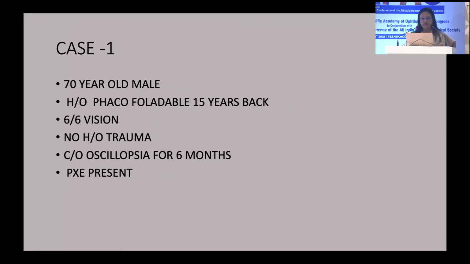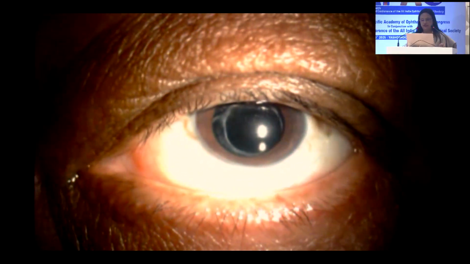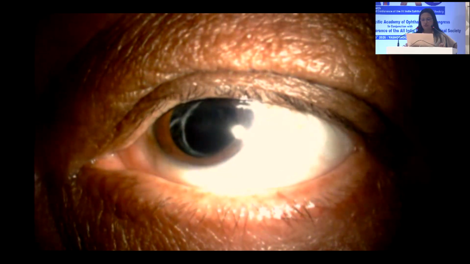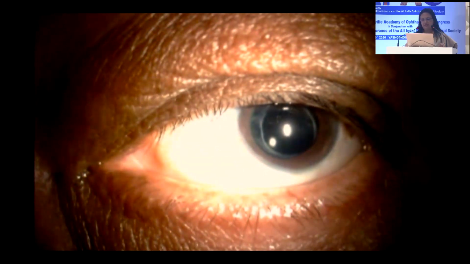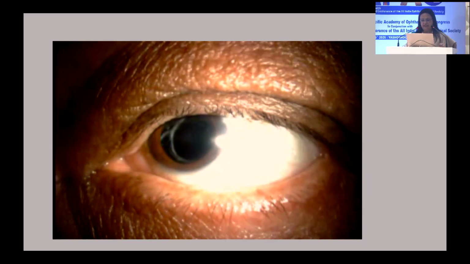So case 1 was a 70-year-old male who had a phaco foldable done 15 years back by us, had excellent vision of 6/6, no history of trauma, but he complained of oscillopsia or some shaking vision, and on examination he had pseudoexfoliation. You can see the video here showing how the lens is moving. You can see that's a multi-piece lens. It was even before the era of foldable lenses.